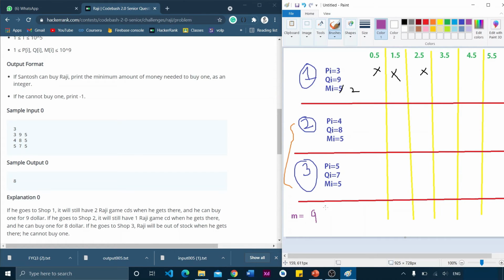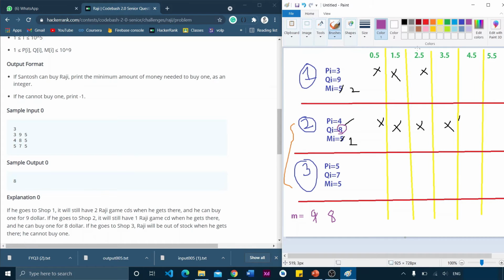We'll add it here. Now let us go for the second shop. The shop is 4 minutes away from him. So by the time he reaches the shop, that is before 4.5 minutes, 4 games of this shop have already been sold. So the shop is left with just 1 console. And in this shop, he can buy a game at a cost of 8 rupees, which is lesser than the cost in the earlier shop. The minimum price at which he can buy the game is now 8 rupees.